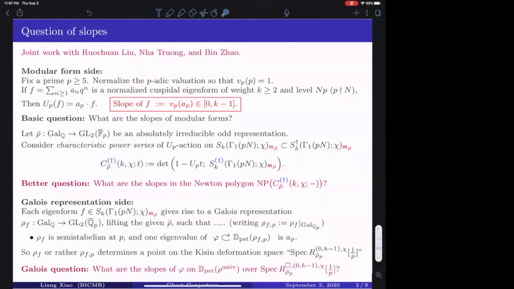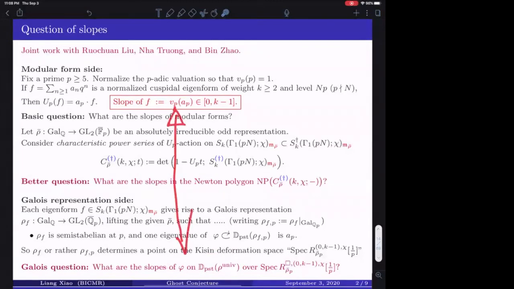Now we can ask a question from the Galois side. What are the slopes of this Frobenius? Over this deformation space, I have a universal Galois representation, which is crystalline, and I can talk about D_cris of that, which carries an action of the Frobenius. Then we can ask, what are the slopes of this phi on this universal D_cris of this representation? Of course, you can see by my description that these two questions are really the same question, in the sense that the slopes of modular form f are really the slopes of this phi here.